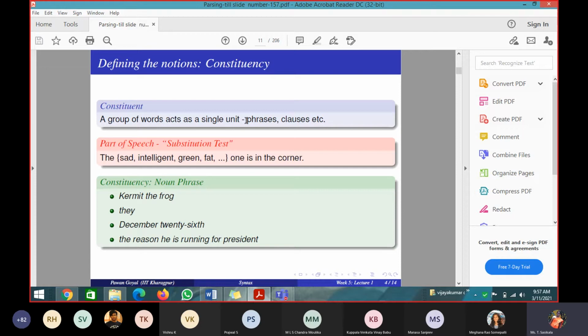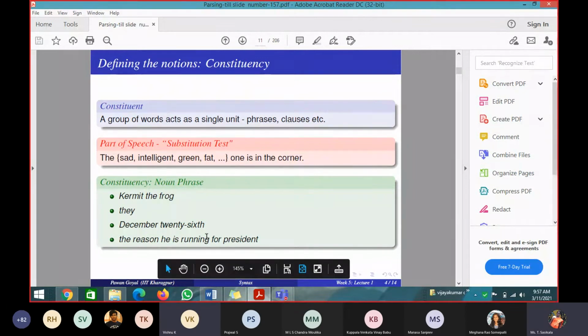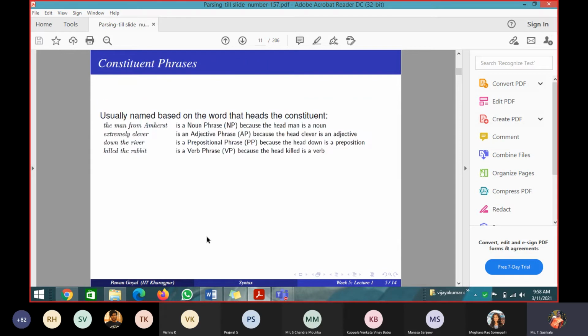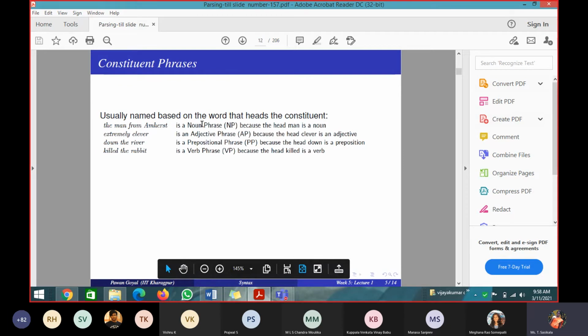A phrase is also called a constituent or a class. It's a group of words that acts as a single unit. December 26 is a collection of words that acts as a single unit saying some date. Kermit the Frog, the reason he is running for president - these are collections of words that form a single unit, called one phrase, here the noun phrase. Here you see the different phrases they have given examples for.